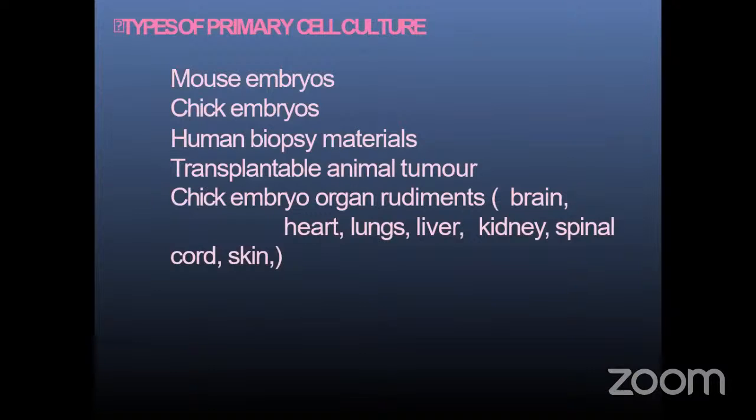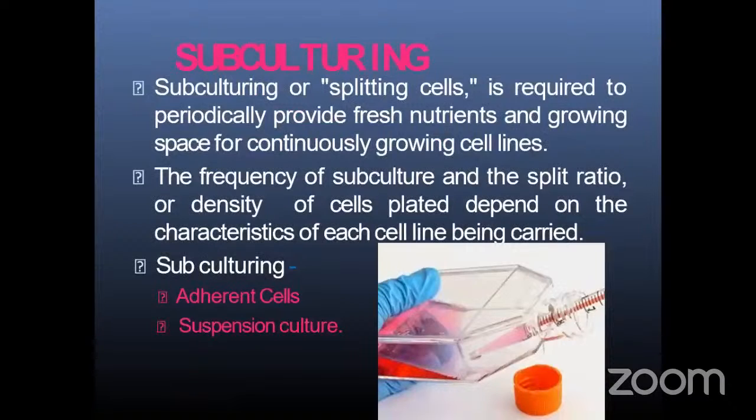So primary cell cultures are of many types: mouse embryos, chick embryos, human biopsy material, transplantable animal tumors, chick embryo organ rudiments. From a chick embryo, if you take the heart, liver, lungs, kidney, brain, spinal cord, skin, everything you can go for primary cell culture. Then once the primary cell cultures are established, you can go for the subculture.